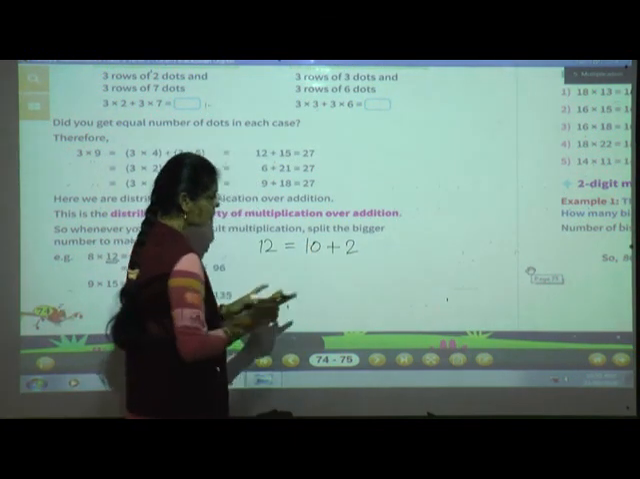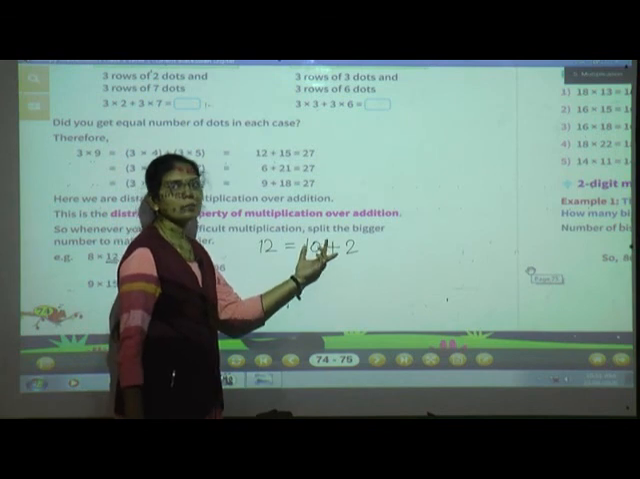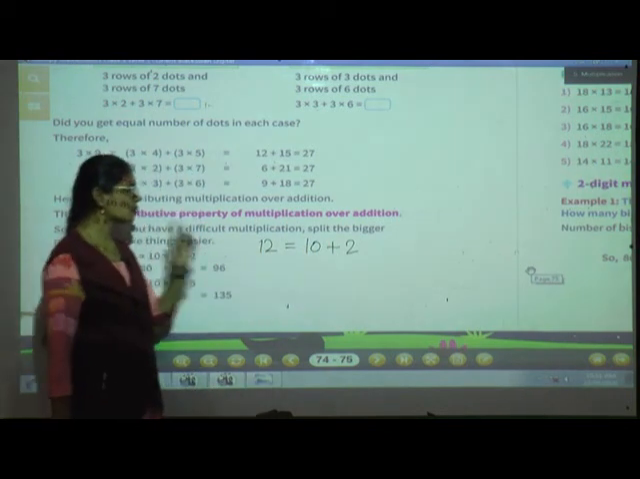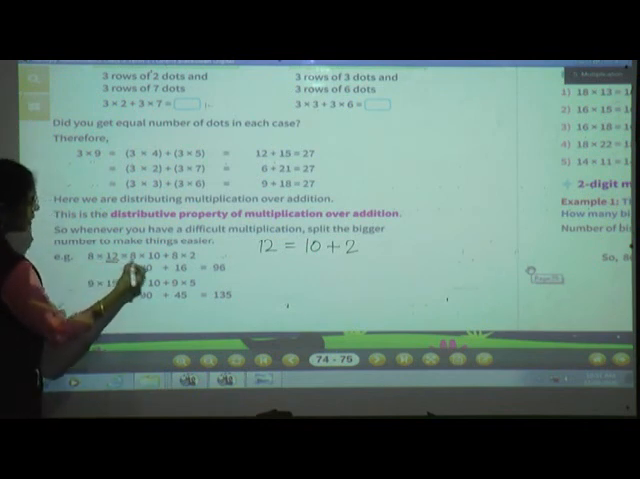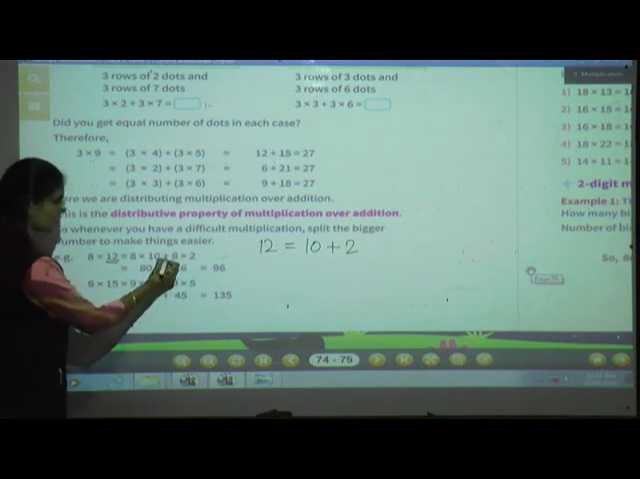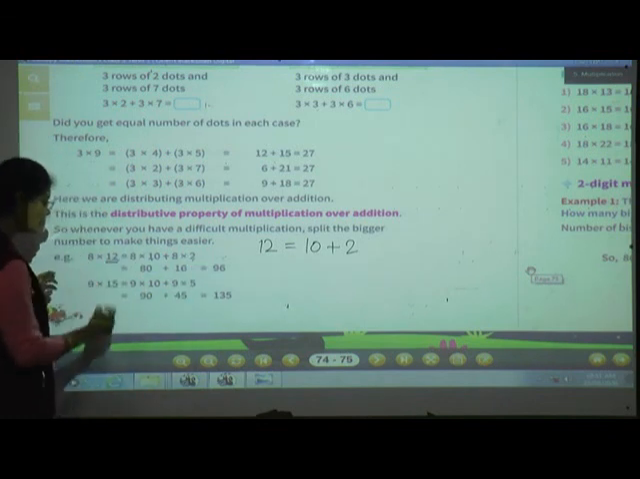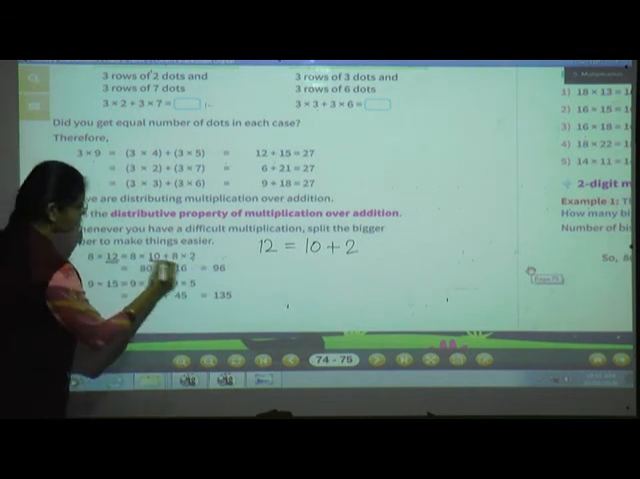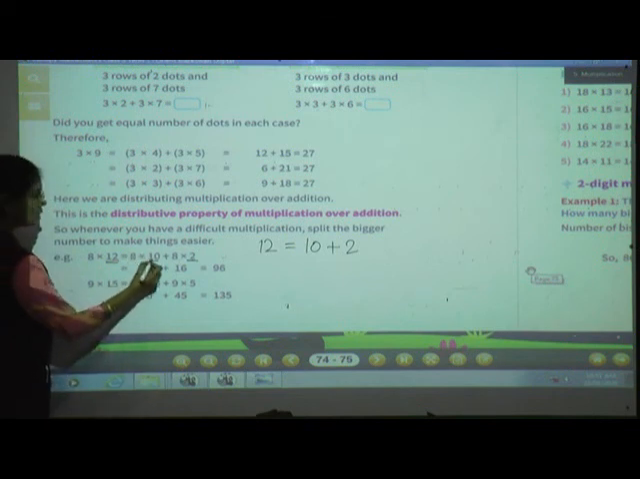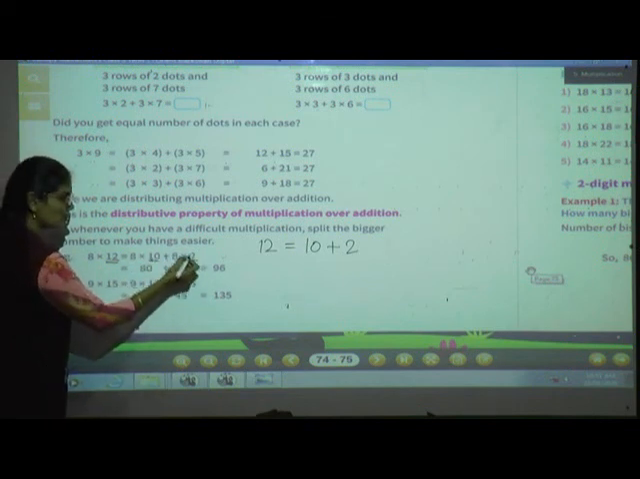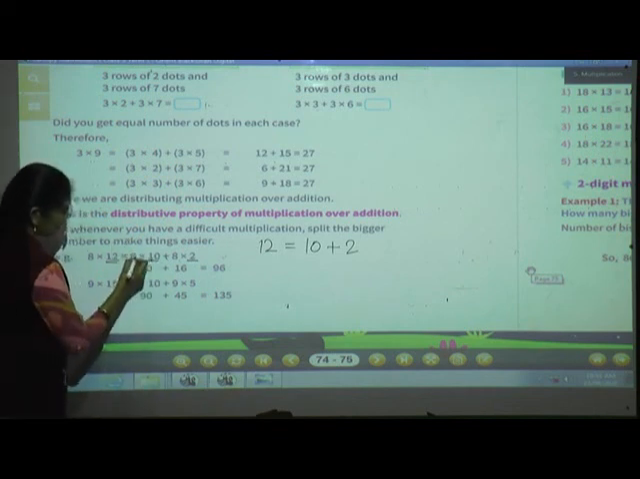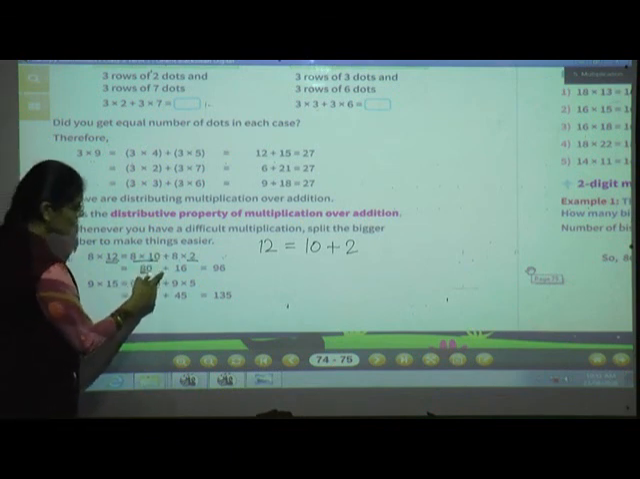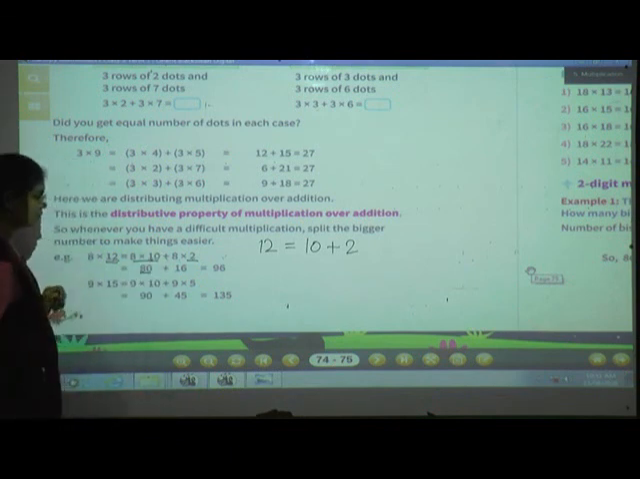In this way, first of all, you have to split up the bigger number into two smaller parts. Then 8 into 12 is equal to what? 8 into 10 plus 8 into 2. Why? Because 12 is equal to 10 plus 2. Then you can do this multiplication very easily. 8 into 10, 8 tens are 80. Then there is a plus sign, so you have to give the plus sign.